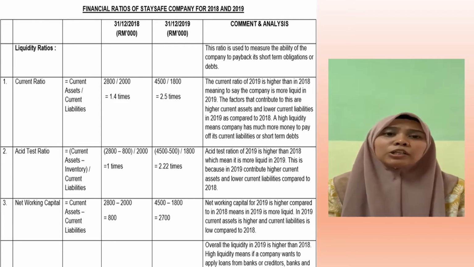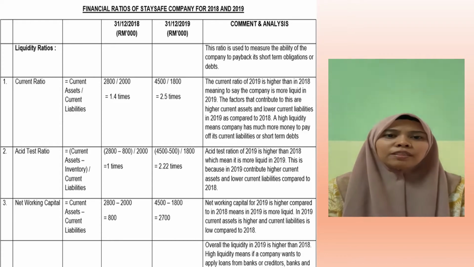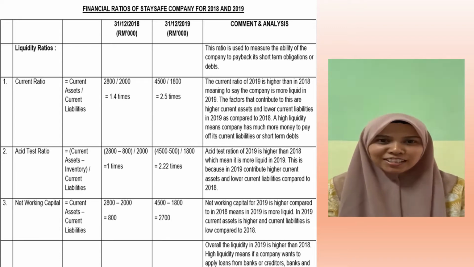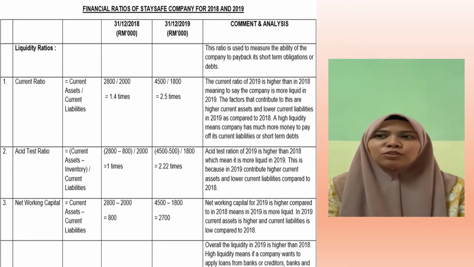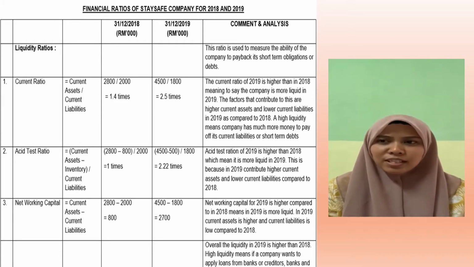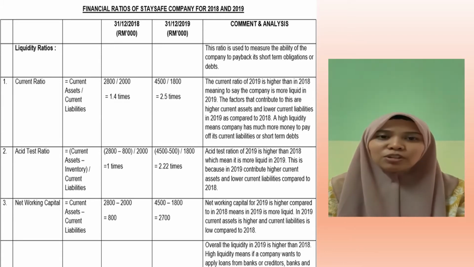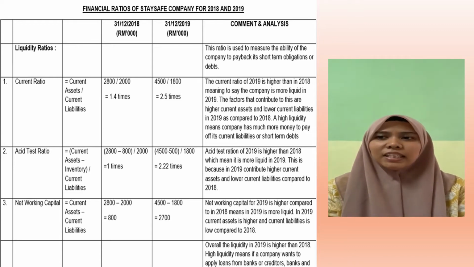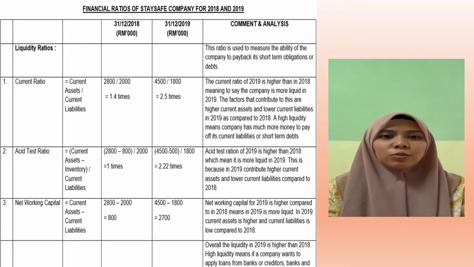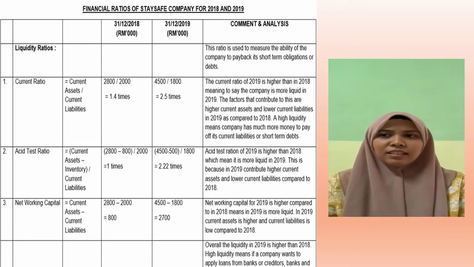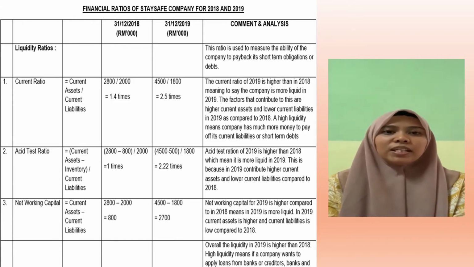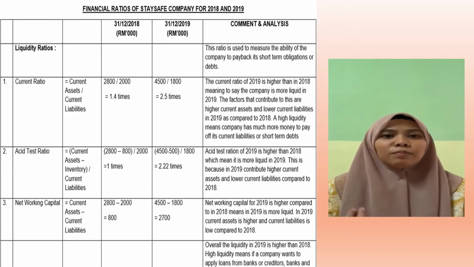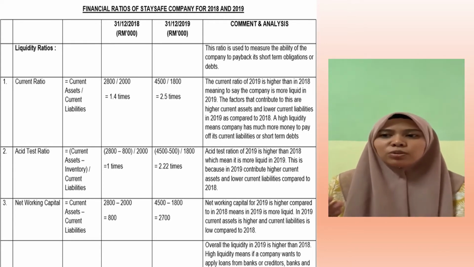Next ratio under liquidity ratio is net working capital. Net working capital in 2018 is 800, while in 2019 is 2,700. Net working capital for 2019 is higher compared to 2018, which means 2019 is more liquid than 2018. In 2019, current assets are higher and current liabilities are lower. Overall, the liquidity ratio in 2019 is higher than 2018. High liquidity means that if the company wants to apply for a loan from the bank or creditor, it will be easy for the bank or the creditor to approve the loan.